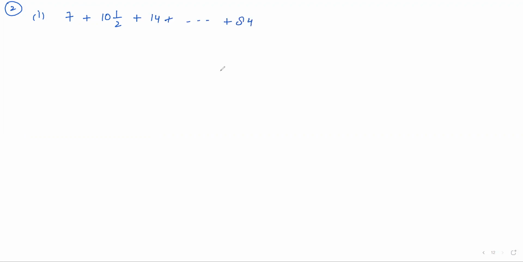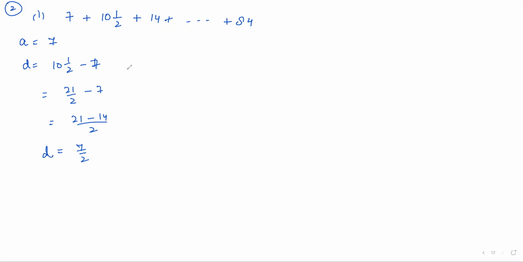So here you can see the last term is given. Understood? Now what is a? a is 7 and d is 10 1 by 2 minus 7, right? So this is equal to 21 by 2 minus 7. So take the LCM, 21 minus 14, 7 by 2. So d is 7 by 2.